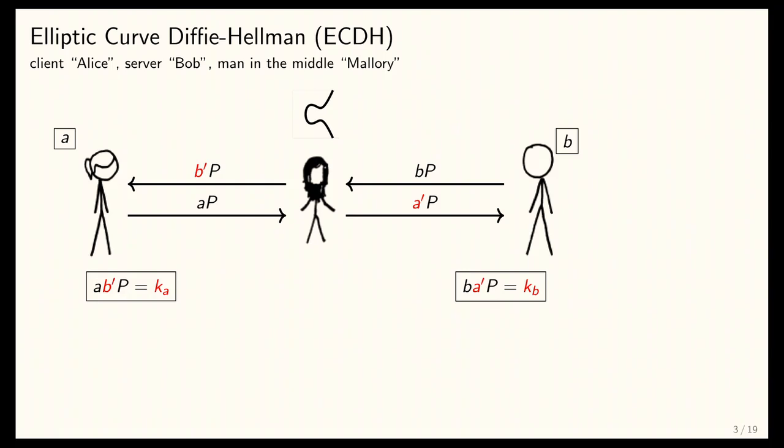And the issue here is that Alice and Bob have no way of knowing who exactly they're talking to, because there's no way to know a priori that B times P is actually from Bob and A times P is actually from Alice. So you can swap these things together.